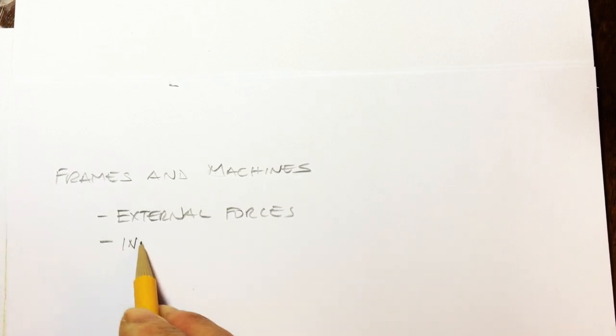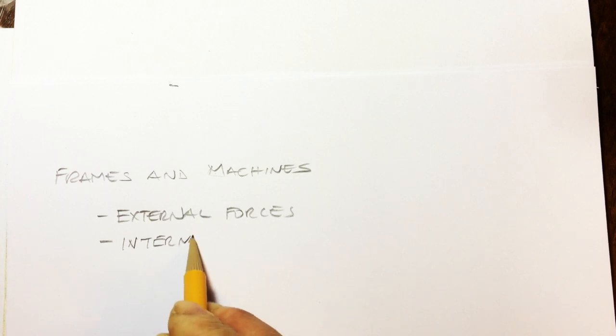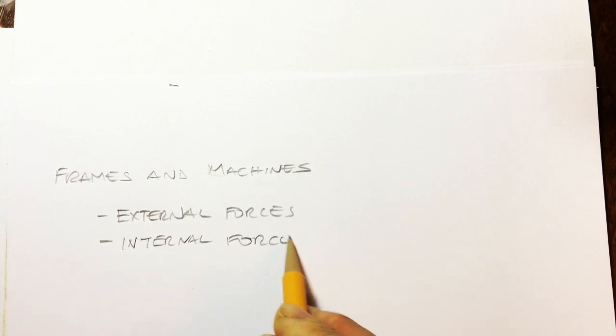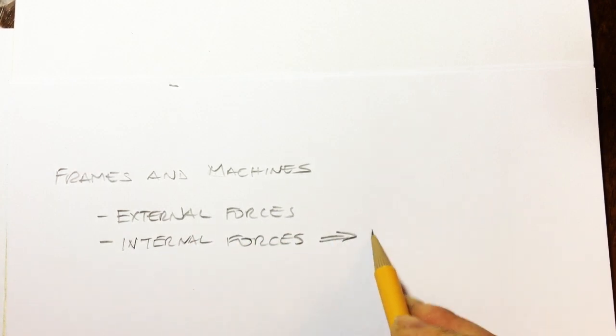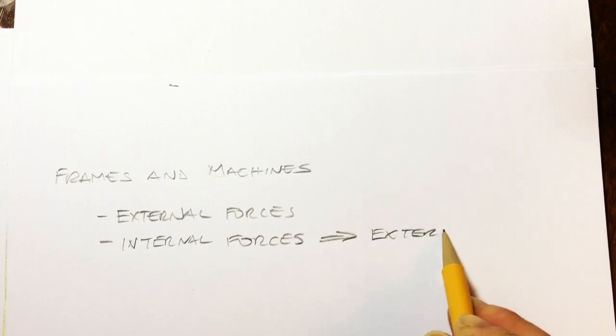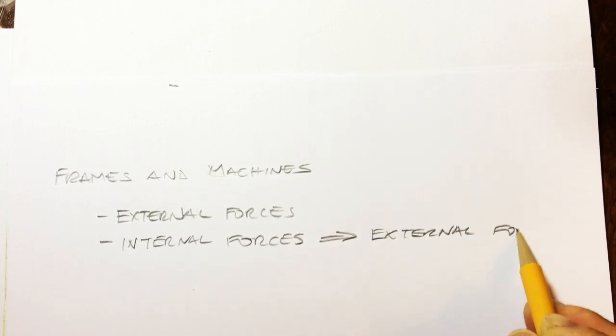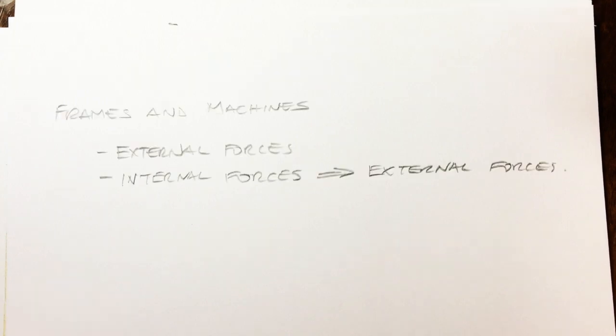And if we section materials or if we unpin them from their supports, we will now expose internal forces, which converts them over to external forces on free body diagrams. So what I'm going to do now is just show you folks how to do these free body diagrams of frames and machines.